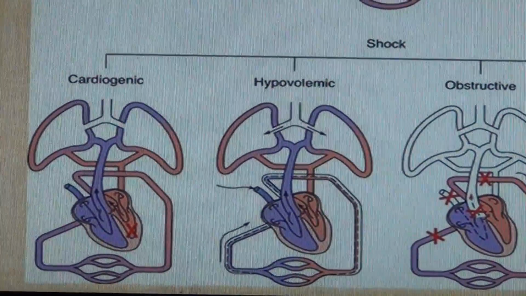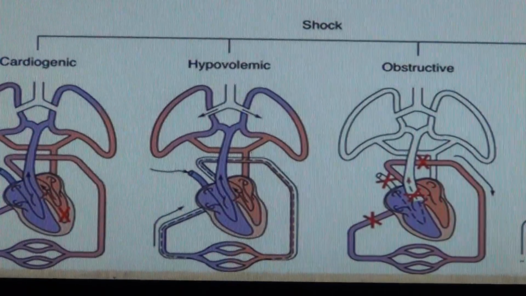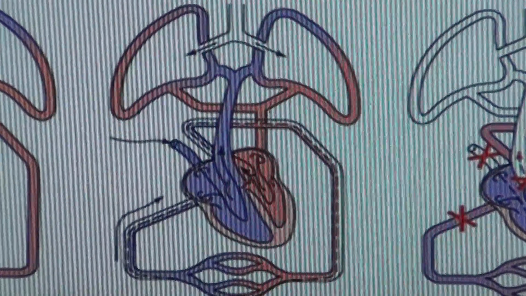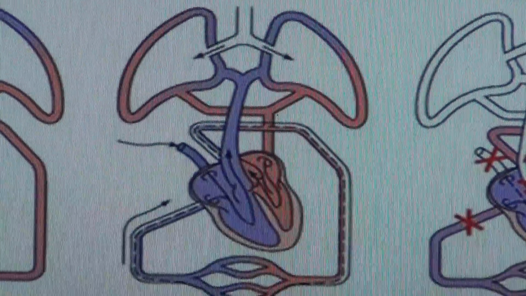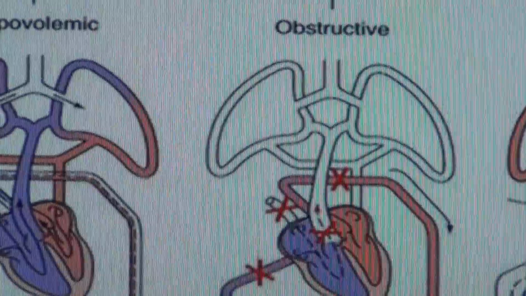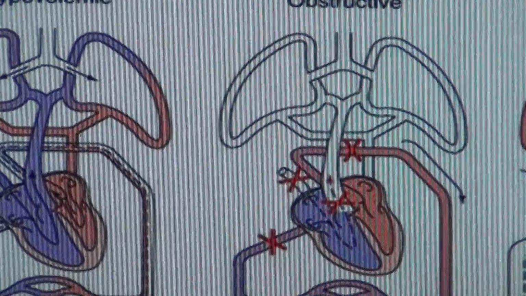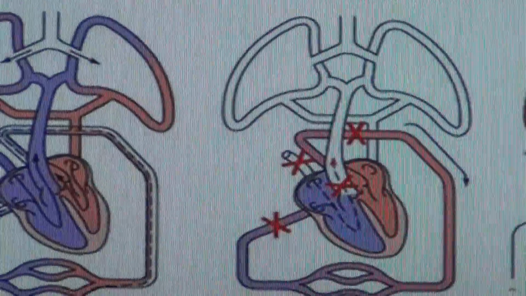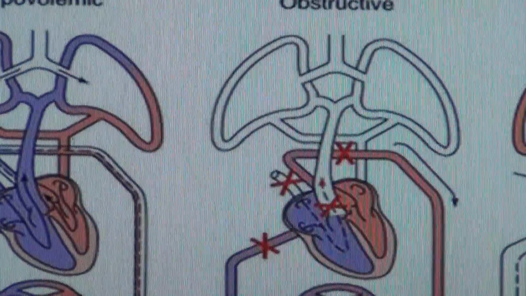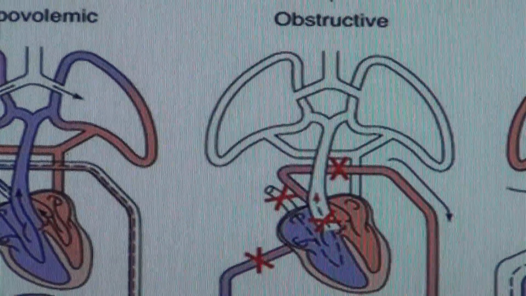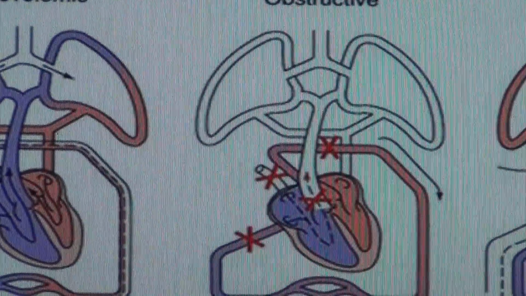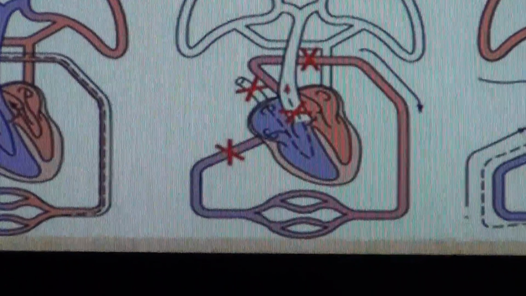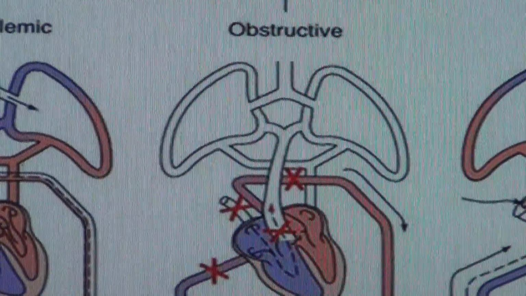If you look at the hypovolemic shock, you can notice a dotted line. And that dotted line indicates low blood volume causing shock. If we look over here, this is obstructive. And if you notice in the obstructive, there's red X's on the heart and the vasculature. Those are indicating obstructions. And if you look at the top, the lungs are not receiving any sort of blood flow. So that means the blood can't get oxygenated, causing a big problem.